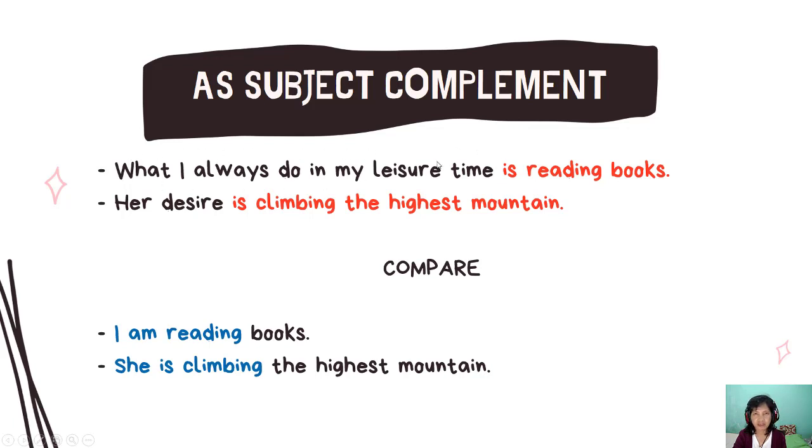I hope that you have watched my video about types of sentences. There you can find the nominal sentence, that is subject followed by to be or linking verb and then complement. One of the complements is noun, so it is called subject complement. Because one of the complements is noun, we can replace it with gerund. So, what I always do in my leisure time is reading books.